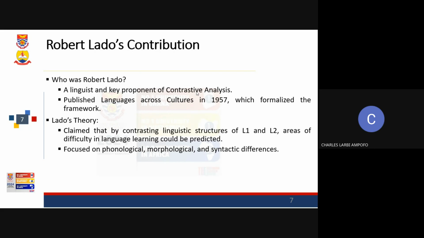So there are two key contributors, two main people who propounded or came out with contrastive analysis. The first person, perhaps the more prominent of the two, is Robert Lado. So we look at who Robert Lado was, and we also look at his contributions to the development of contrastive analysis.